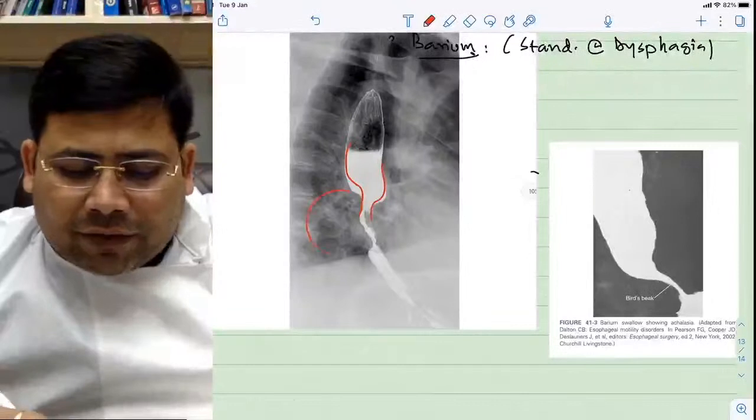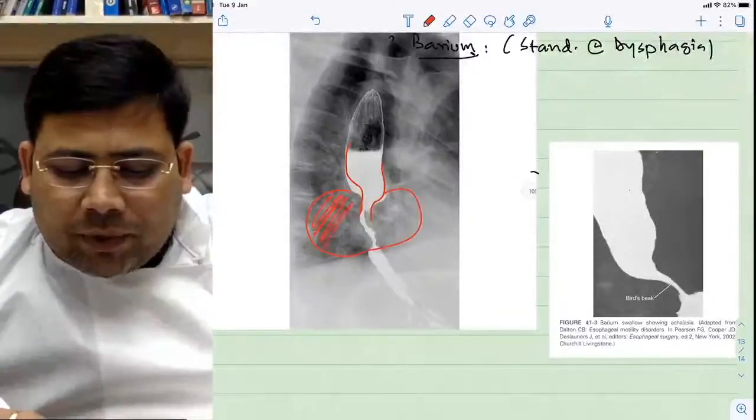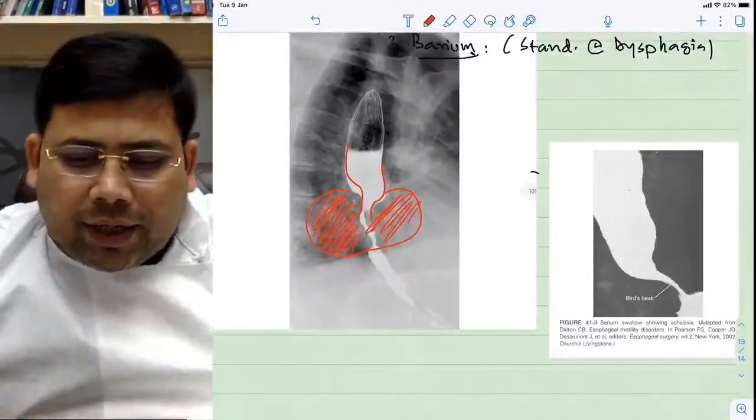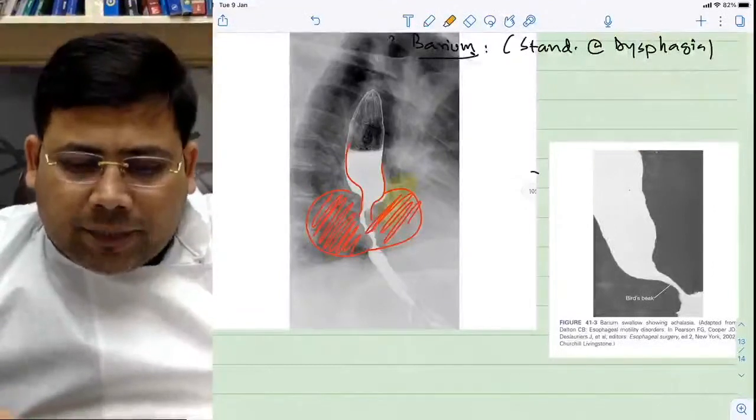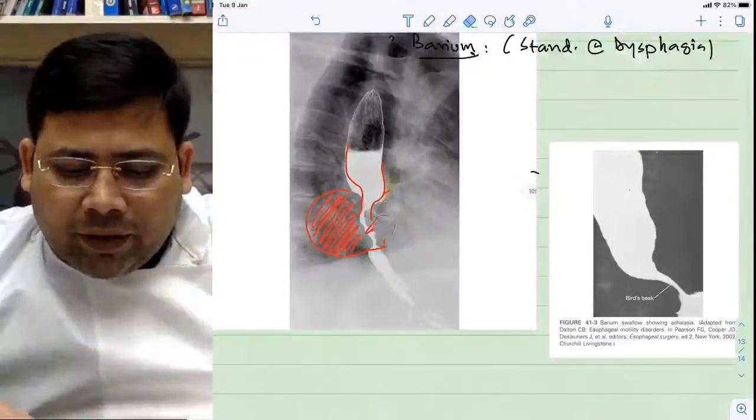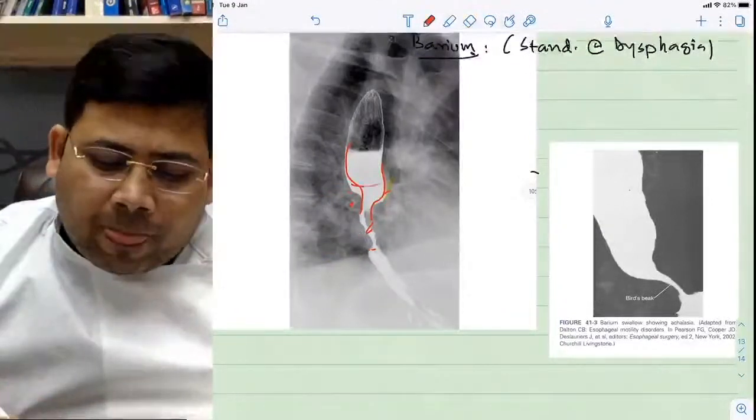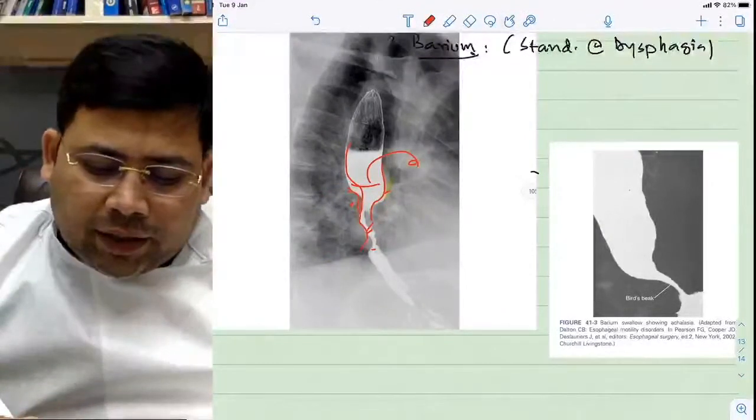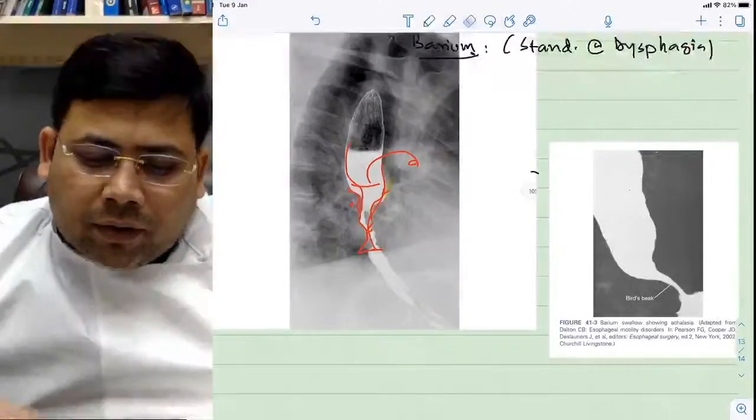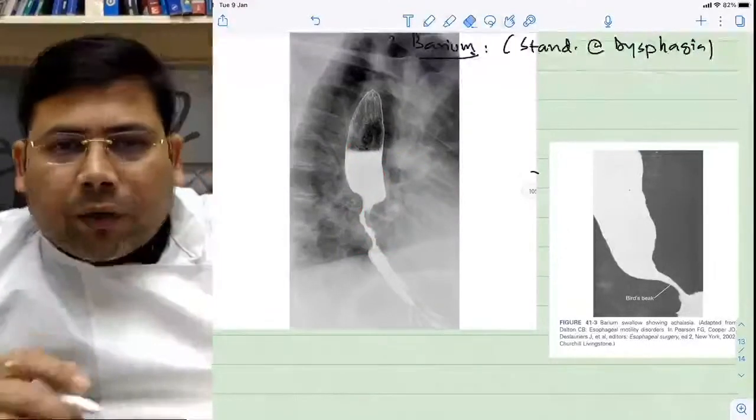Or, there was an apple, and someone has eaten this apple. So isn't it like an apple core? Can you see the apple core sign? This is the core of the apple. So this is the classical apple core sign.